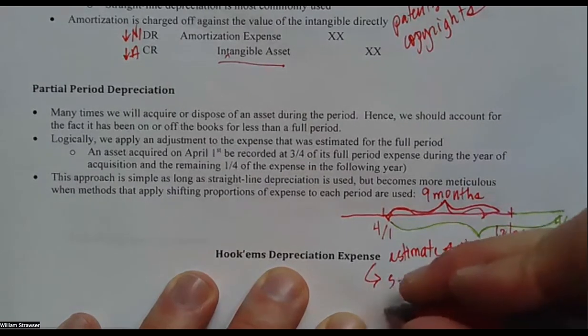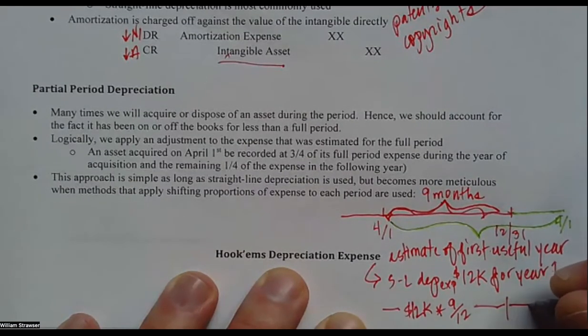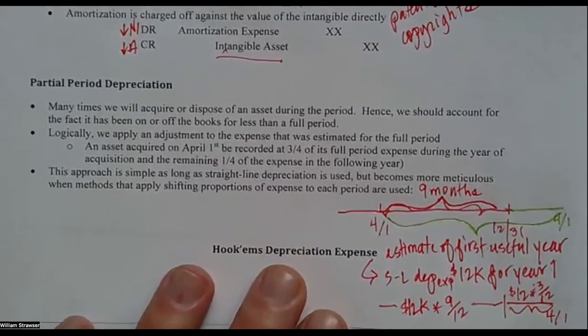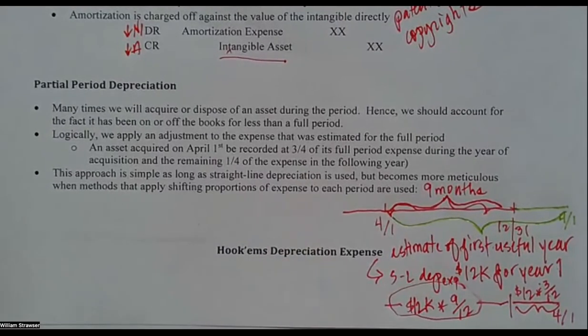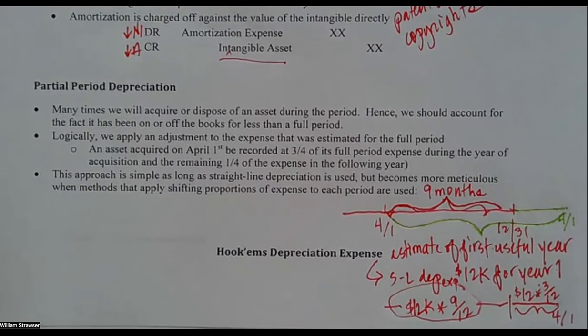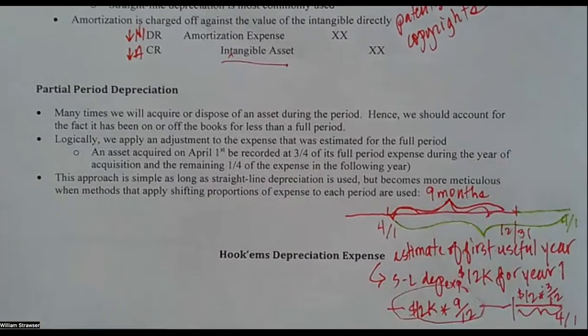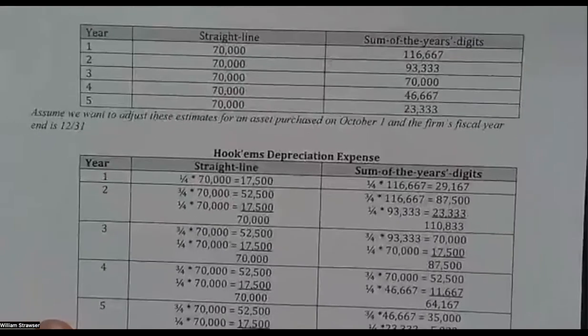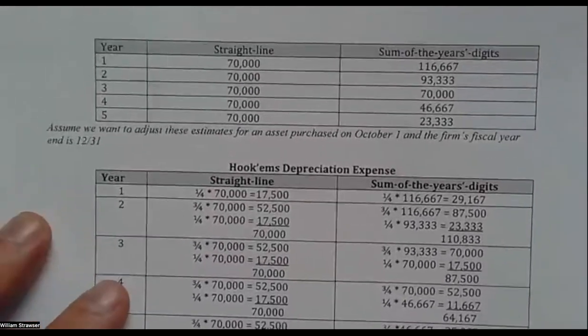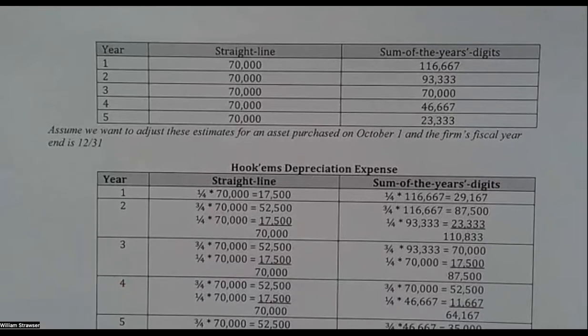And then in the next useful year, or I'm sorry, the same useful year for the next calendar year, it would be 12,000 times 3/12 for that little chunk. Okay, so this amount would be recognized in the income statement for the year of acquisition. That amount would be recognized in the next year. So that's how partial works. The problem is when you get into different types of depreciation, they're not always so smooth.